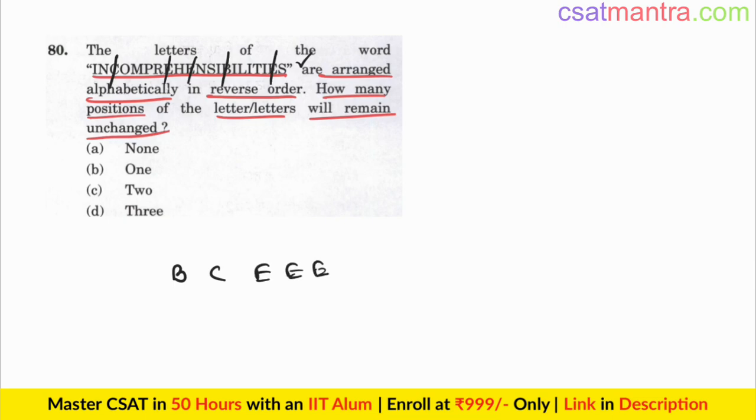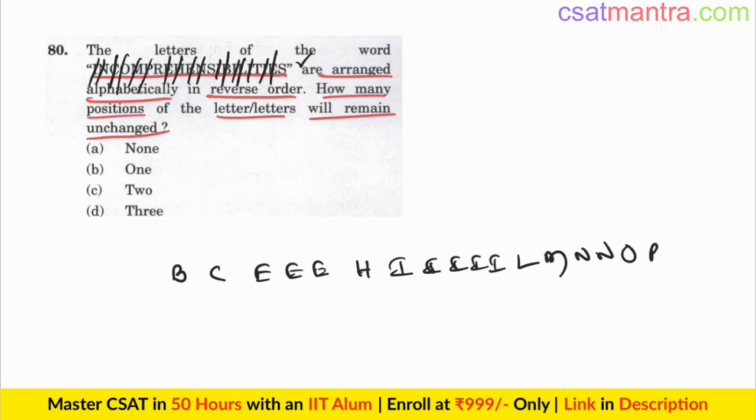F we don't have. G also. H we have. I we have 1, 2, 3, 4, 5. So I am writing I 5 times. J, K we don't have. L we have 1 time. M we have 1 time. N we have 2 times. O we have 1 time. P we have. Q we don't have. R we have. S we have 2 times. And then we have T. This is alphabetical order. Now reverse it.